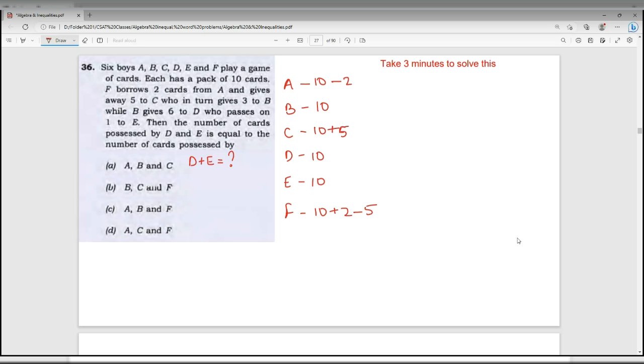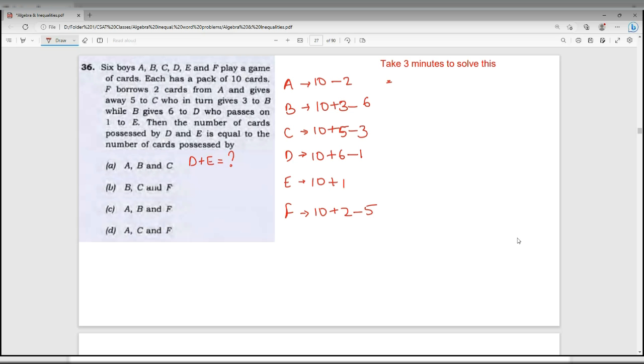And C, who in turn gives 3 to B. So this is minus 3 for C and plus 3 for B. While B gives 6 to D, minus 6 for B, and plus 6 for D. And D, who passes on 1 to E. So from D there is minus 1, and for E plus 1.